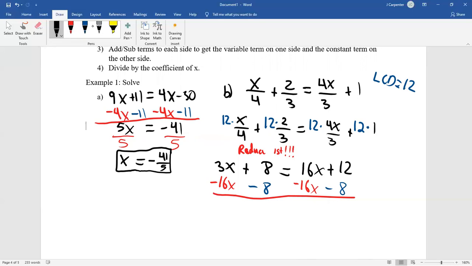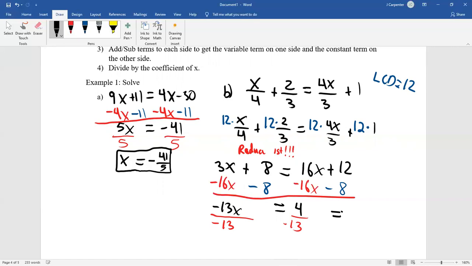So 3x minus 16x is negative 13x. The 8's cancel, bring down your equals. The 16x's cancel, 12 minus 8 is 4. So we have negative 13x equals 4. So we divide both sides by not just 13, because of the negative, we divide both sides by negative 13.